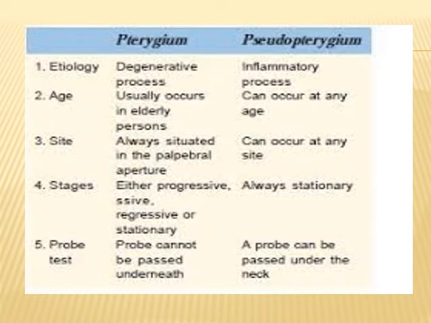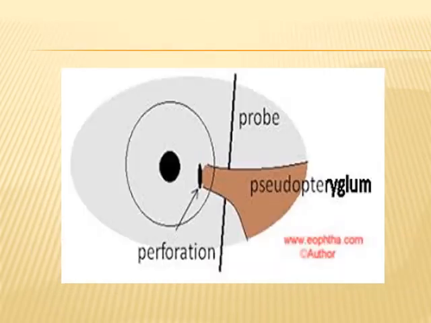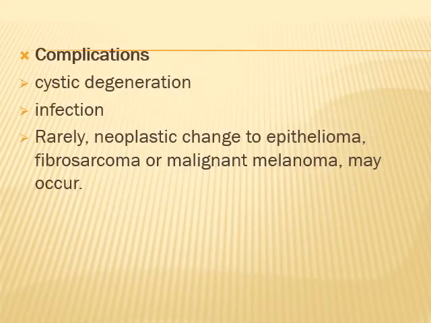Now, how will you differentiate clinically between pterygium and pseudopterygium? By doing a probe test. The probe test is nothing but passing the probe under the tissue, under the pterygium. In the case of pterygium, the probe cannot be passed underneath, and in the case of pseudopterygium, a probe can be passed under the neck of the pterygium. As we see here, this is a pseudopterygium, so the probe can be easily passed below it. So it is diagnosed as pseudopterygium.